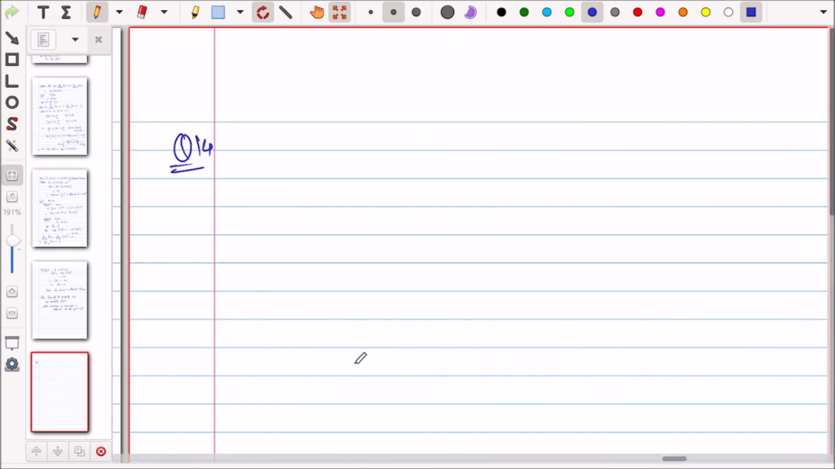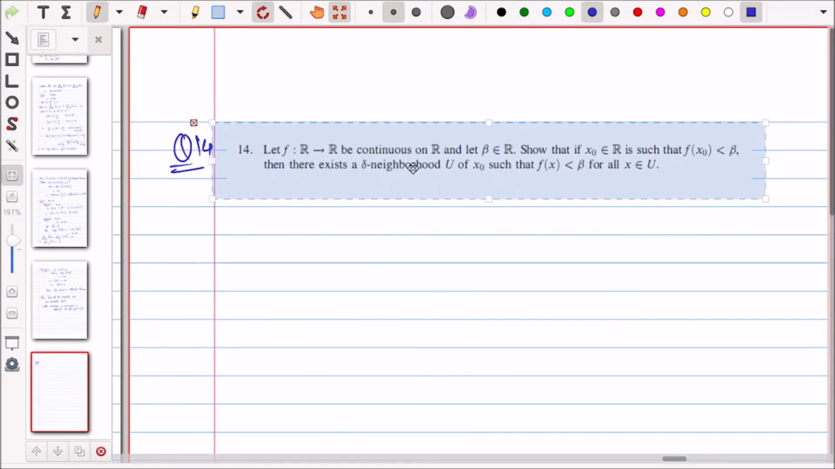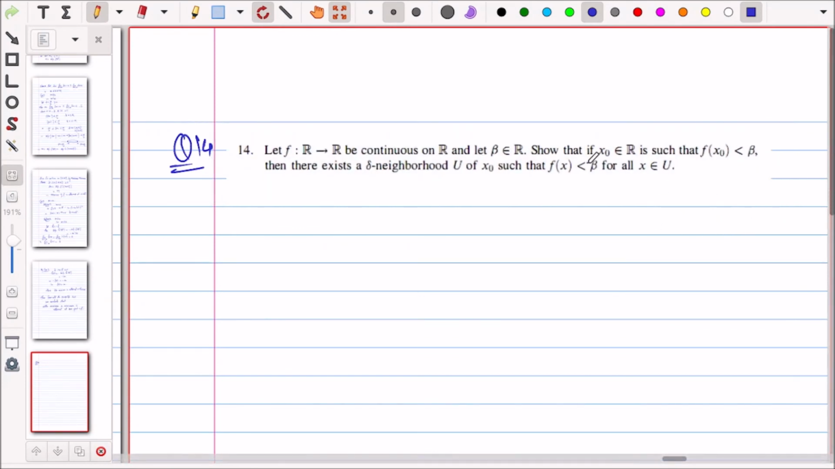So let us move to question number 14. So what is question number 14? In this question, F is a continuous function from R to R. Beta belongs to R. If x naught belongs to R, it says that f of x naught is less than beta, then there exists a delta neighborhood U of x naught such that f of x is less than beta for all x belonging to U.